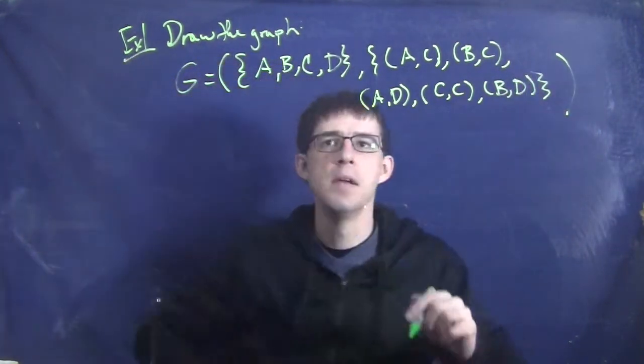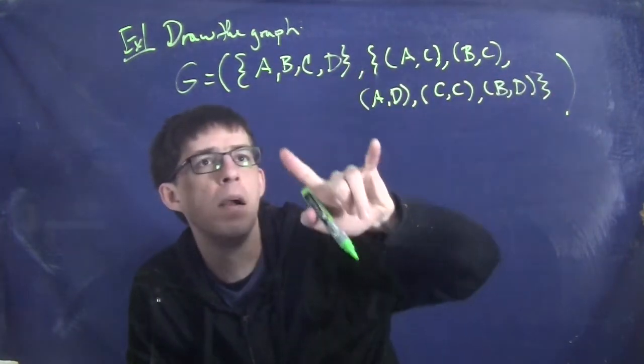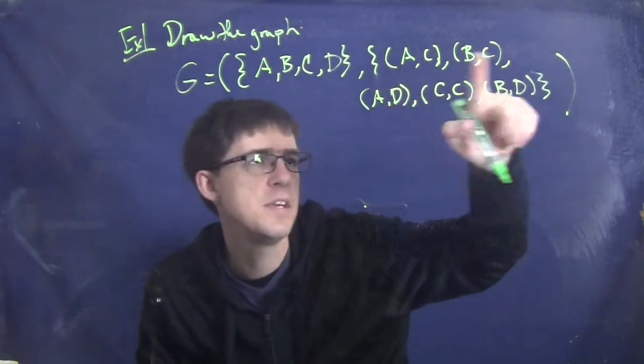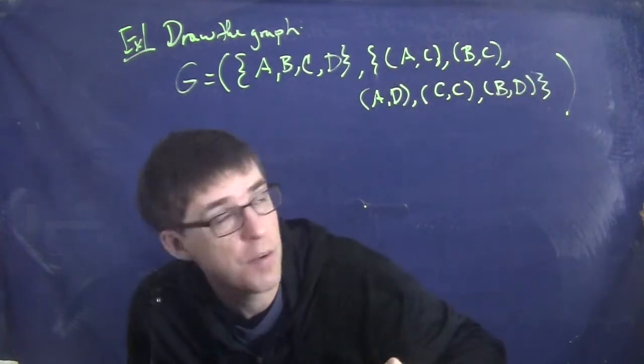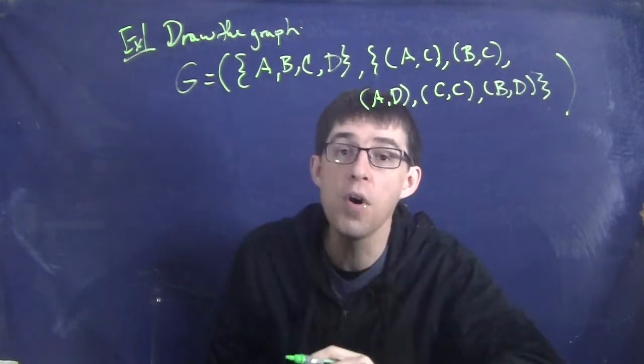Like that, right? So we have a pair. The G overall is one big pair. The first thing in a pair is a set. The second thing is this other set of pairs. So this is a little confusing. You've got to get all those brackets in the right positions. All right. Can we draw this graph?